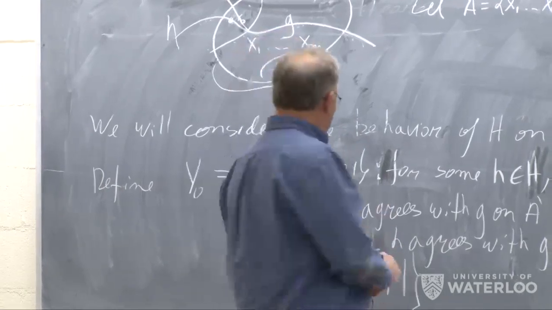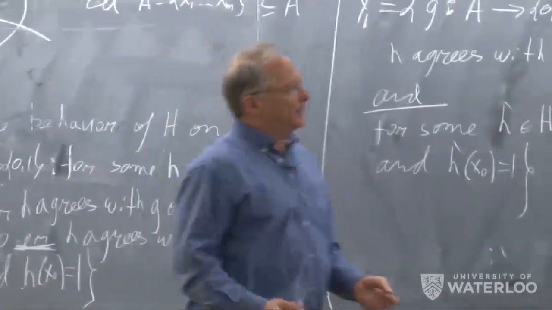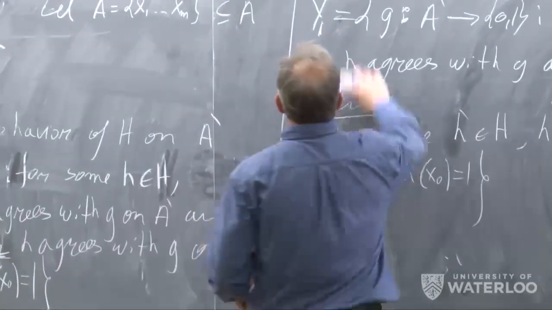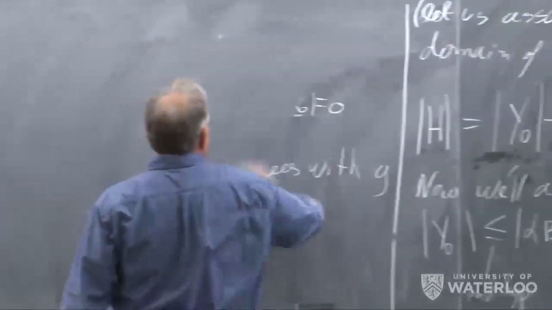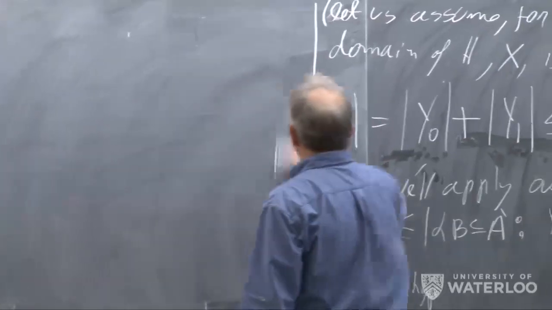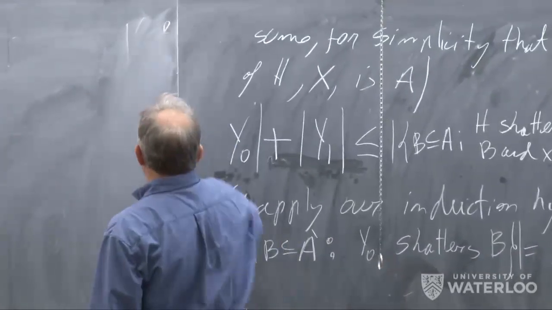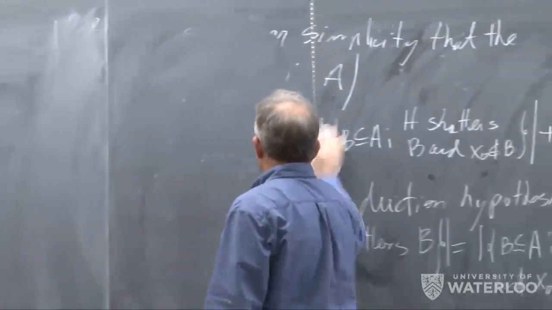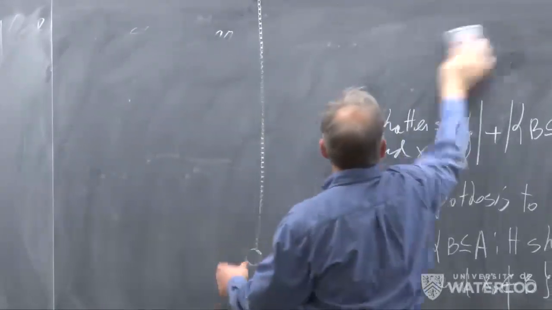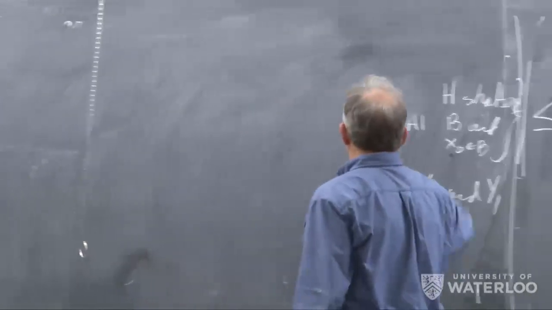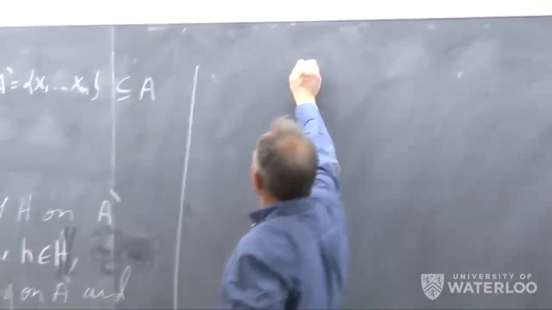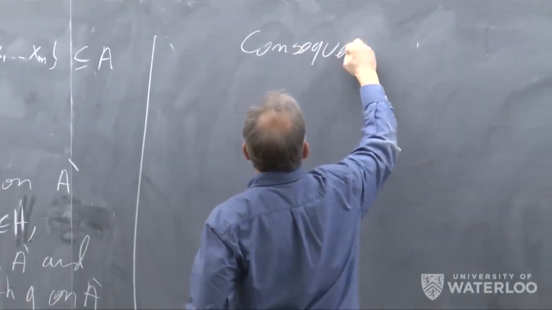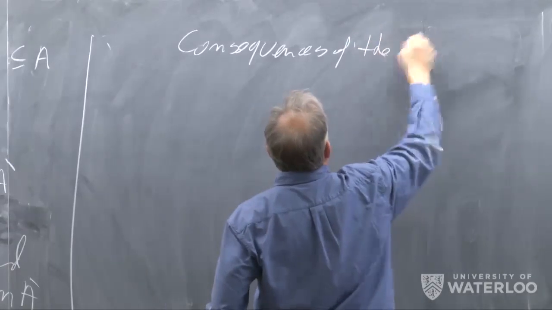Okay? So we have the Sauer Lemma. What can we do with the Sauer Lemma? First of all, of course, we can prove the main result of the relationship between sample complexity and VC dimension. Consequences of the Sauer Lemma.